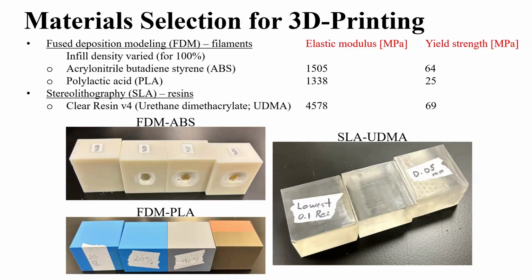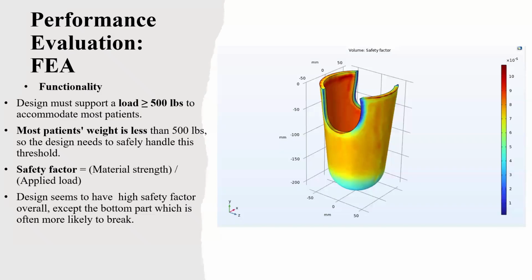So based on the analysis that we've done, we realized that resin had a much higher elastic modulus and yield strength compared to FDM, compared to PLA and ABS. So it also is not too flexible, but it's also very lightweight, which is good for the design.